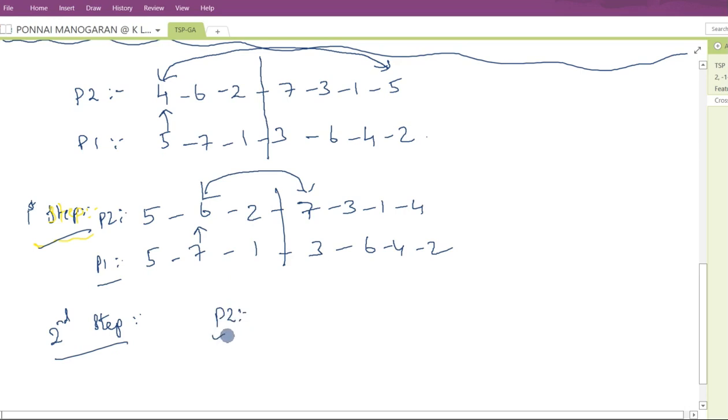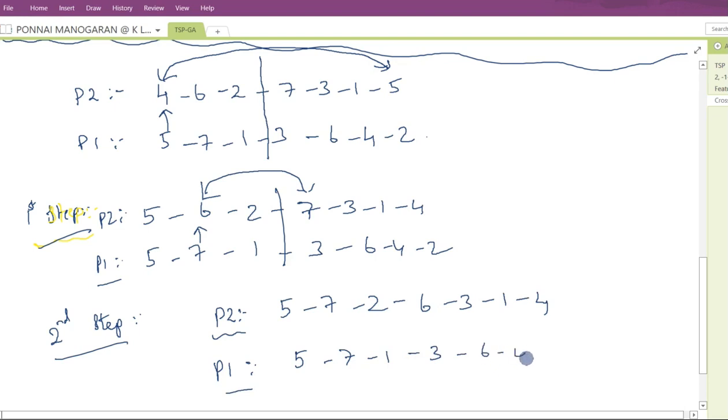P2 is 5, 7, 2, 6, 3, 1, 4. Similarly for P1 you will get 5, 7, 1, 3, 6, 4, 2. So we successfully transferred 7 also. Now we have to transfer the 7 to the parent P2.